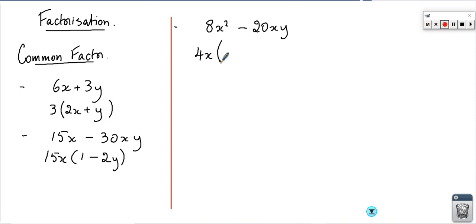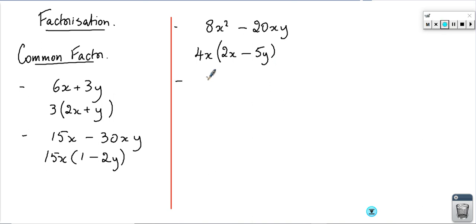So, open a bracket. 4 into 8 goes 2, x into x squared goes x, so 2x, minus 20 divided by 4 is 5, x cancels with x, and I'm left with y. So, factorizing 8x squared minus 20xy is 4x, bracket 2x minus 5y.